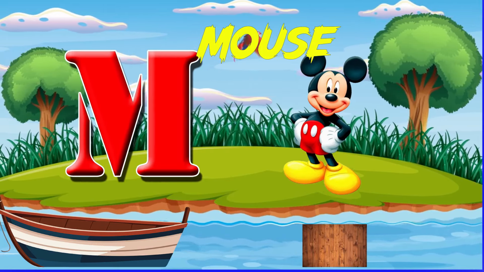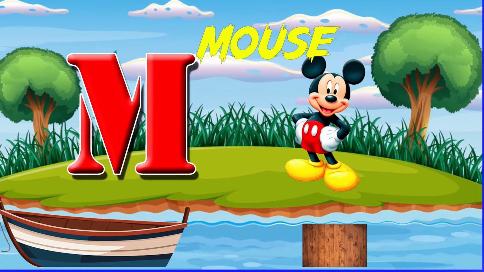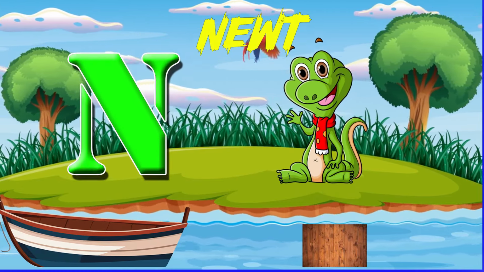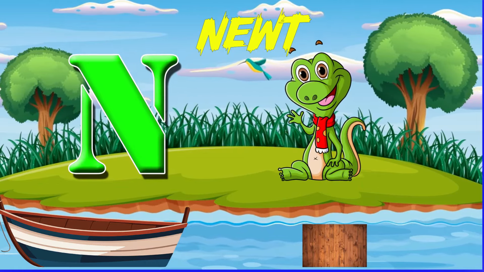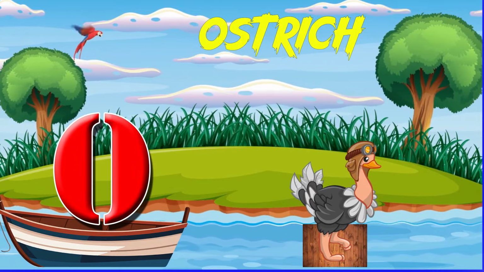M, m, mouse. M, m, mouse. M, mouse. N is for newt. N, n, newt. N, n, newt. N, newt. O is for ostrich.